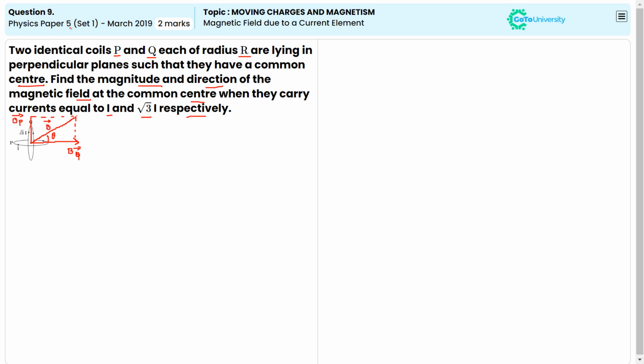The magnetic field at the center is given by B equals mu naught I divided by 2R. In the direction of P, BP is equal to mu naught I divided by 2R, since the current given is I. For Q, BQ is equal to mu naught times root 3 I divided by 2R.